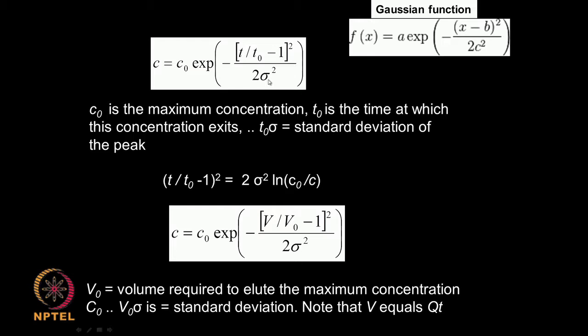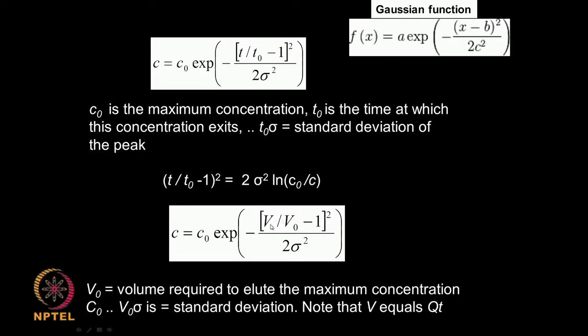If you assume a Gaussian distribution, then the concentration as a function of time will appear like this. It will be C0 exponent of minus 1 by 2 times (t minus t0) by sigma, squared. t0 is called the retention time, C0 is the maximum concentration the solute will appear, and sigma is the standard deviation. You can compare this equation with the normal Gaussian function, exponent of minus (x minus b) whole square divided by 2c square. That is how it is analogous.